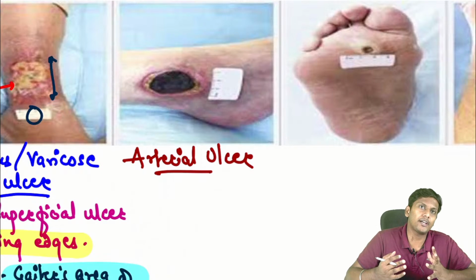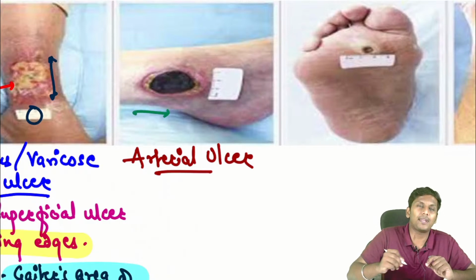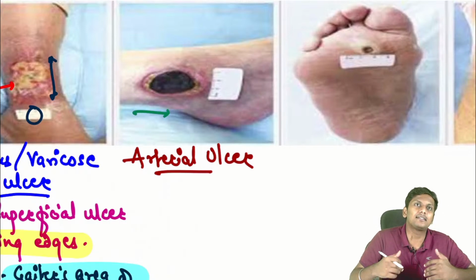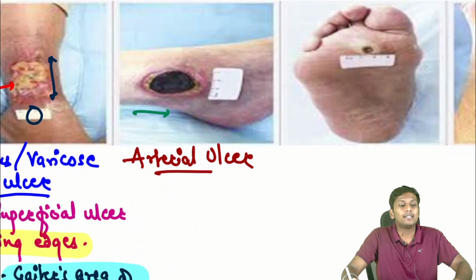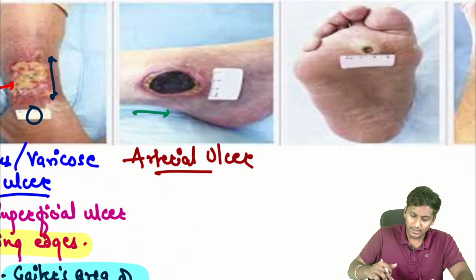And what is the cause for it? The cause for an arterial ulcer is definitely blockage. So if there is blockage in the artery, definitely the blood supply to this site will be decreased. And as there is decreased blood supply, what is that called? Ischemia. And as there is ischemia, it leads to necrosis and ulcer formation, right? So that is an arterial ulcer.